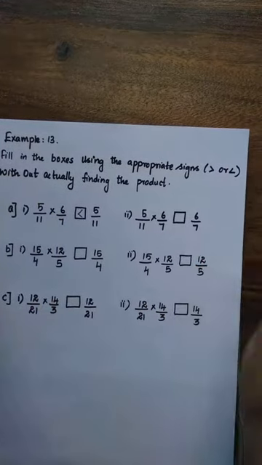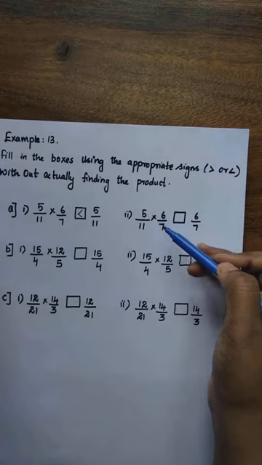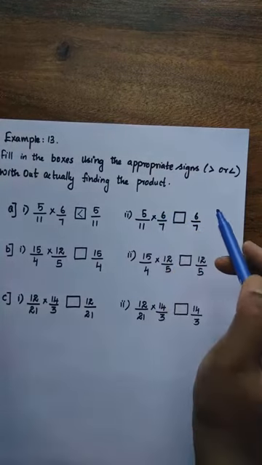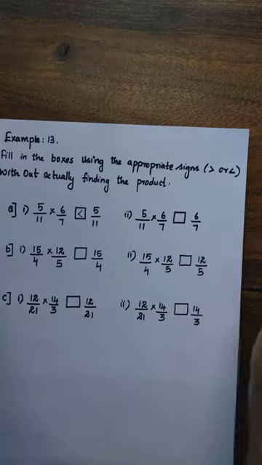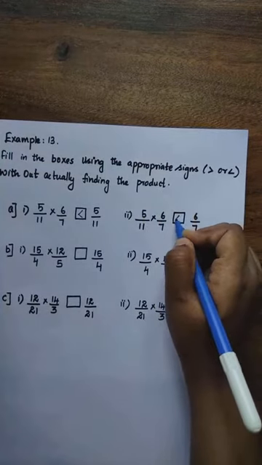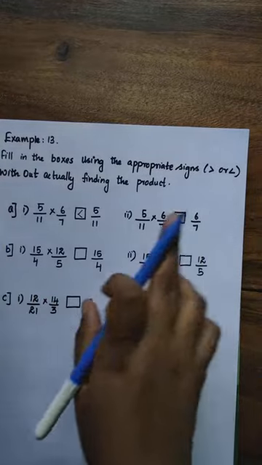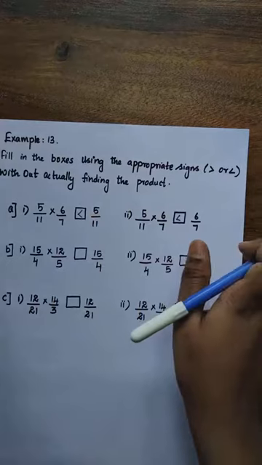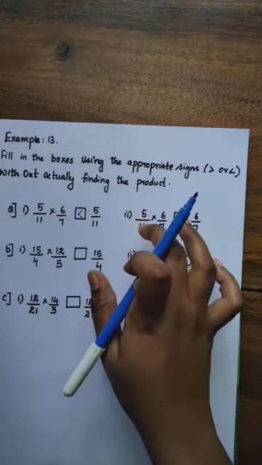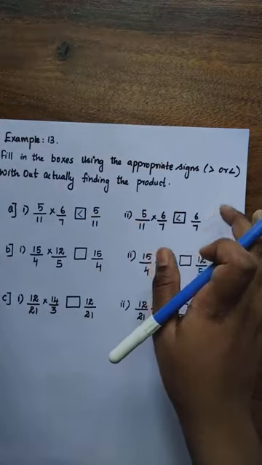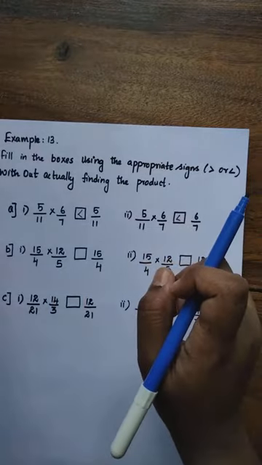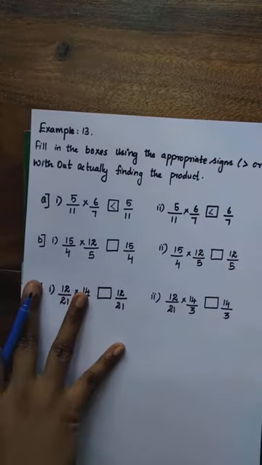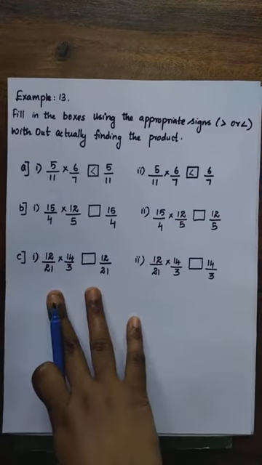Next, here also it is the same. 5 by 11 and 6 by 7 are two proper fractions. When you are multiplying two proper fractions, the product is less than each of the fractions. So here also less than. Do you all understand? This is the first condition. This is the product part, and this one is a proper fraction. When comparing the two, it is less than.